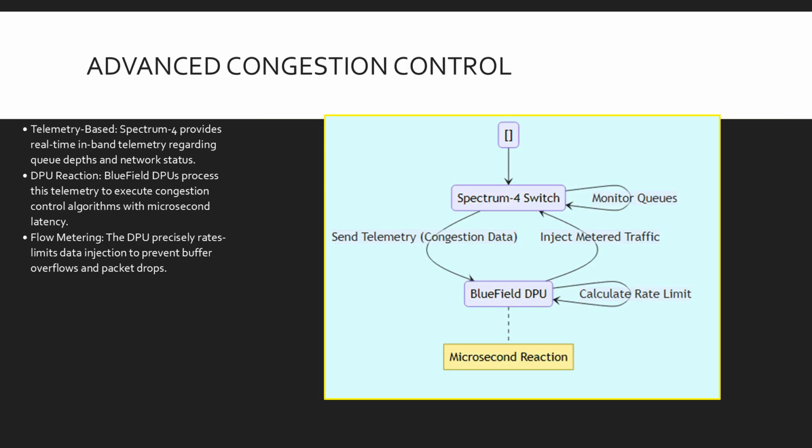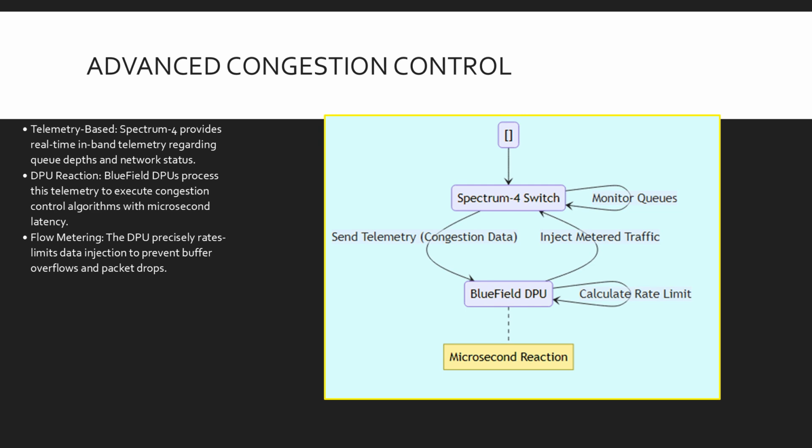Congestion is the enemy of AI performance. Spectrum networking tackles this with a sophisticated telemetry loop. The Spectrum 4 switch constantly monitors its buffers and sends real-time telemetry data to the endpoints. The Bluefield DPU receives this data and executes advanced congestion control algorithms. Because the DPU is an intelligent processor, it can react in microseconds, adjusting the rate at which data is injected into the network. This flow metering prevents congestion before it causes packet drops, which would otherwise stall expensive AI training jobs.